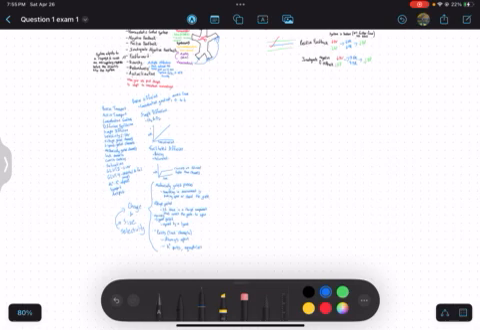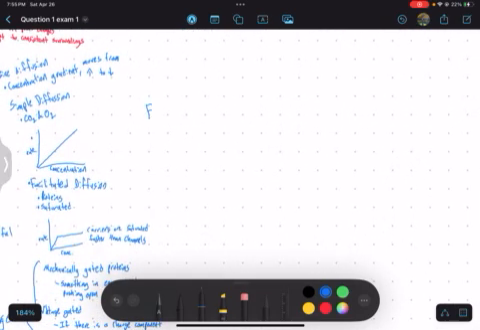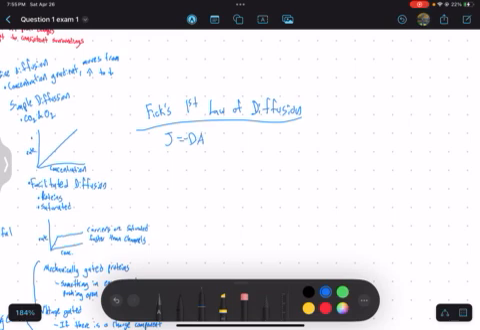We're going to talk a little bit about Fick's law here as well. Fick's first law of diffusion. So that is going to be your net rate of diffusion is going to equal your negative diffusion coefficient, multiplied by the surface area of the cell, multiplied by the difference in the concentration, divided by the thickness of the cell.